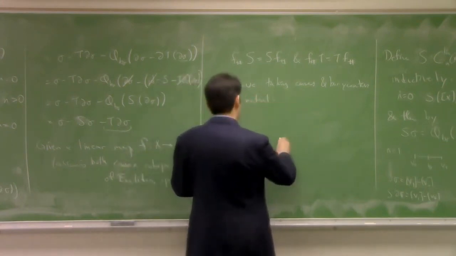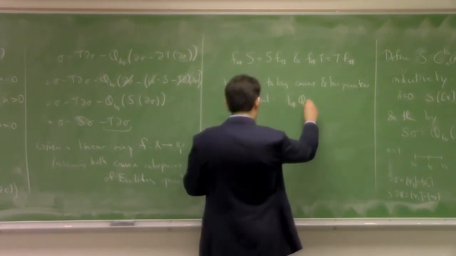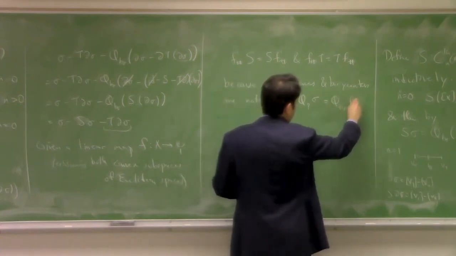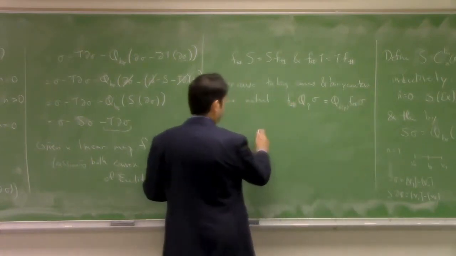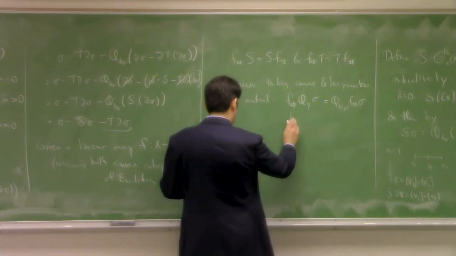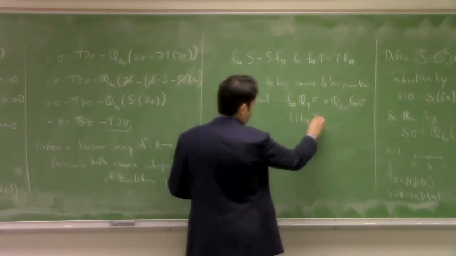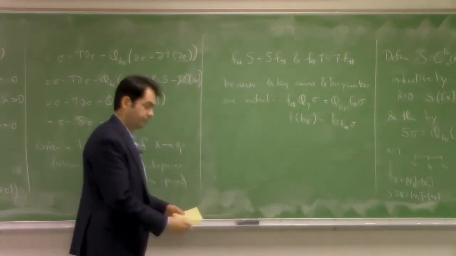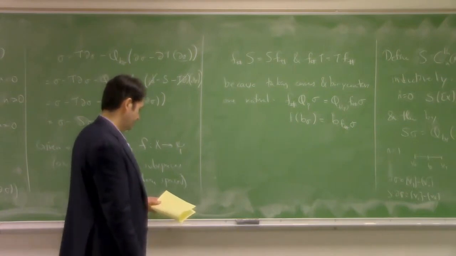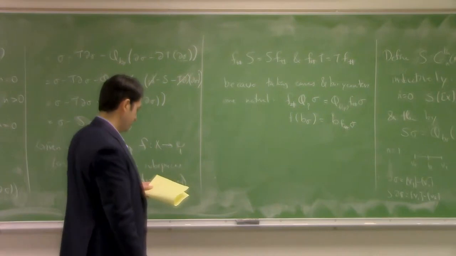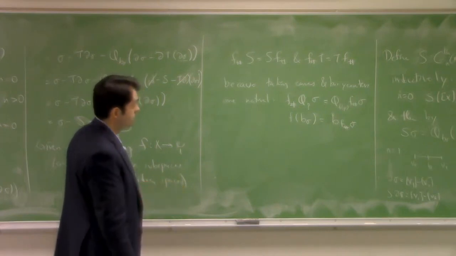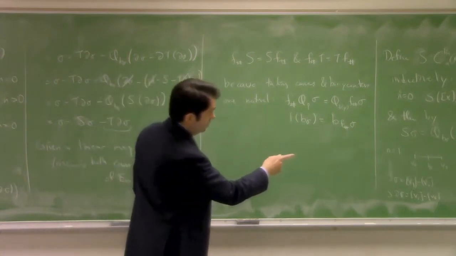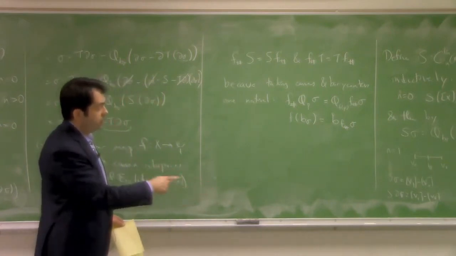Meaning specifically that if you do f sharp of q p of sigma, you get q f of p f sharp sigma. And if you do f of b sigma, that is the barycenter of f sharp sigma. And I've already mentioned that the diameter goes to 0 as you iterate.